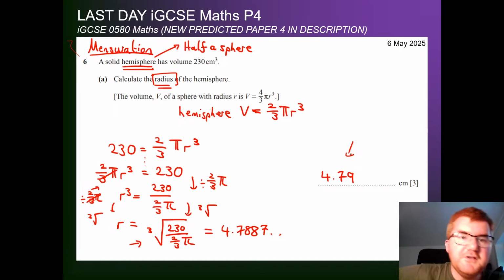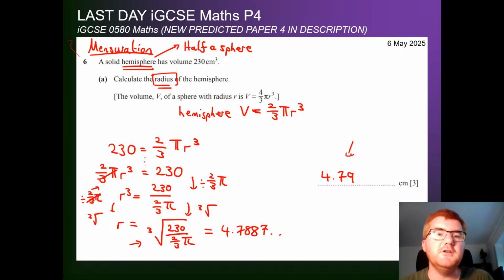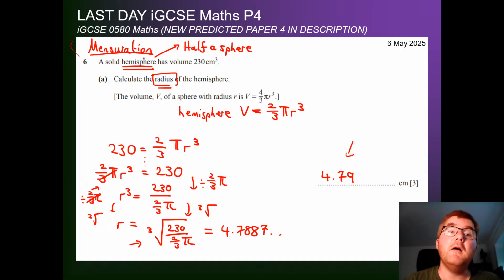Okay, good question. Why do we use 2/3 rather than 4/3? Because we're looking for a hemisphere. And remember, a hemisphere is half a sphere, so we don't want 4/3 pi r cubed, we want half of that, so that's 2/3 pi r cubed.